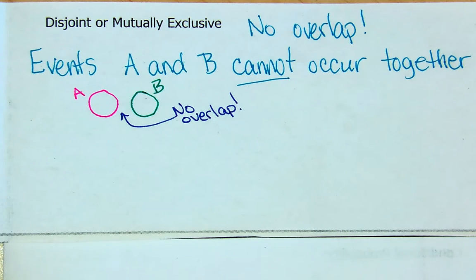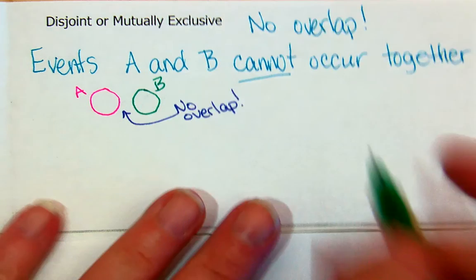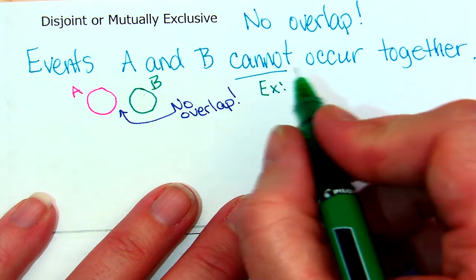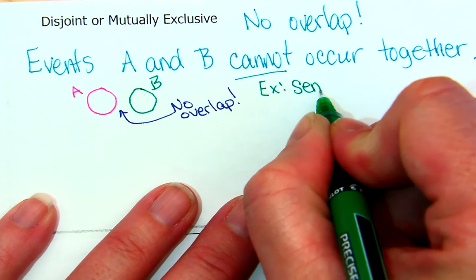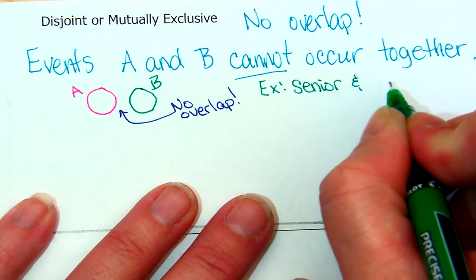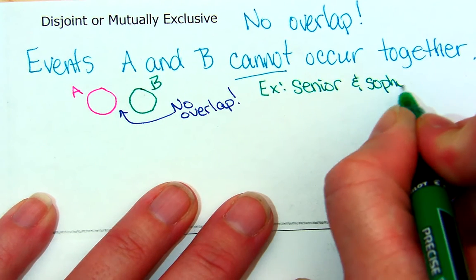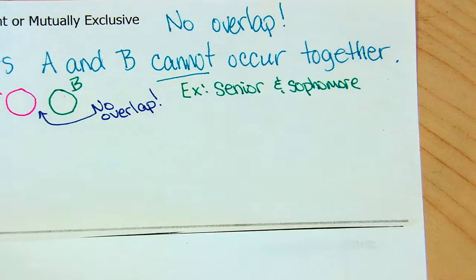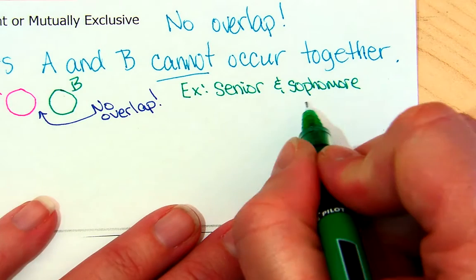So anytime they tell you that two events are disjoint or are mutually exclusive, you need to picture it that way. They're two totally separate things that cannot happen at the same time. So an example, senior and sophomore. If you're a senior, you can't be a sophomore. If you're a sophomore, you can't be a senior. Those are disjoint.